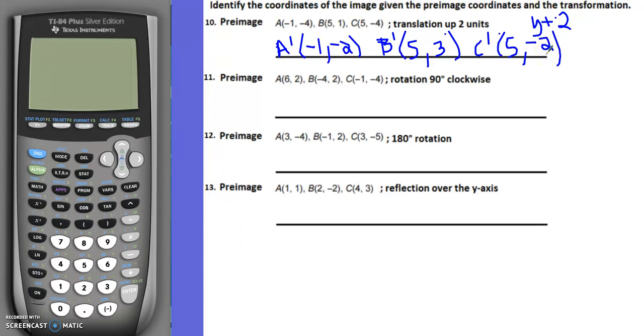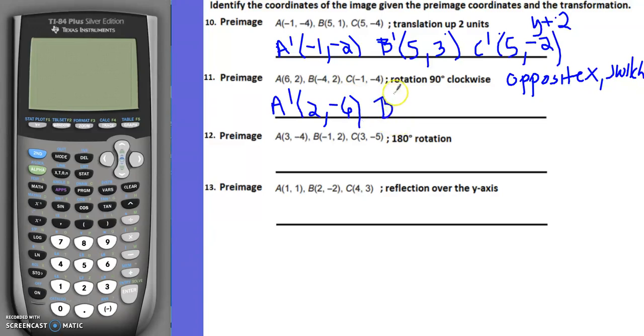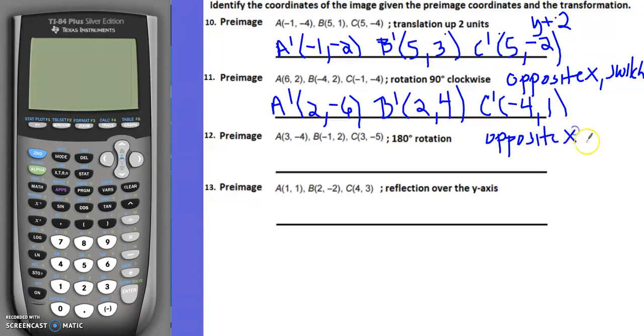All right, we're going to rotate it 90 degrees clockwise. So we're going to have the opposite x, and we're going to switch it. All right, so A prime is going to be (2, -6). B prime is going to be (2, 4). C prime is going to be (-4, 1). All right, then we have a rotation. That's an opposite x and an opposite y.